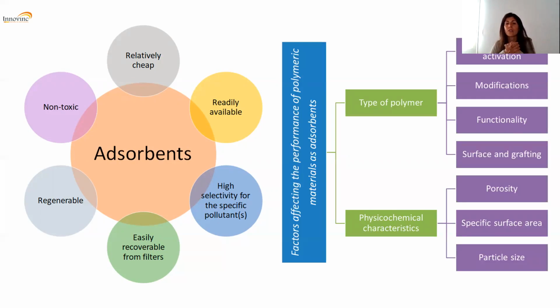Among the factors that affect the performance of polymeric materials as adsorbents, we can cite some inherent to the type of polymer and some others that have to do with the physicochemical characteristics of the specific polymer.